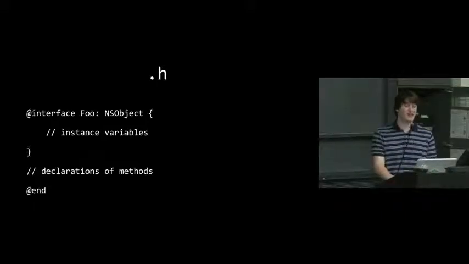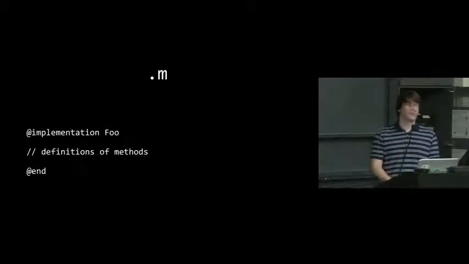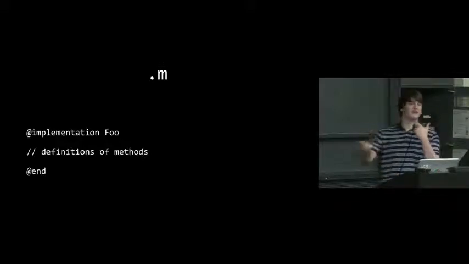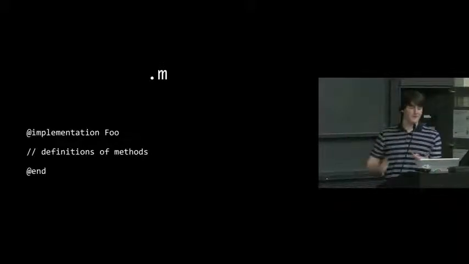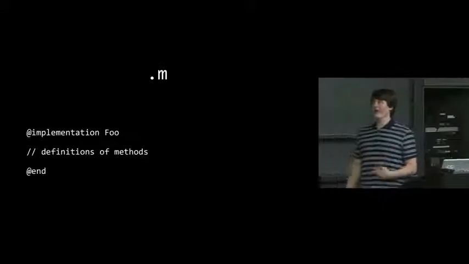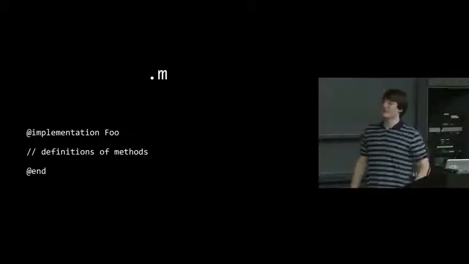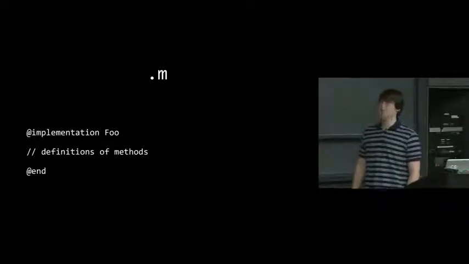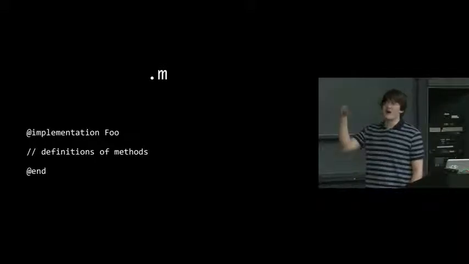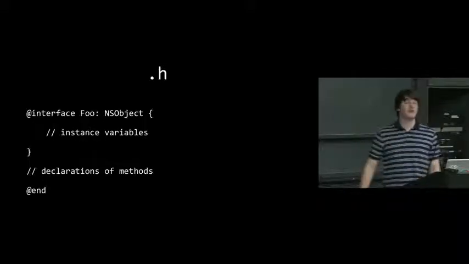And then getting into .m files. So pretty much every .m file is going to have its corresponding .h file. Inside of the .m file, we give the implementation of these things. And so here we're going to give the implementation of foo and actually define all the methods that in this .h file we said we would define.